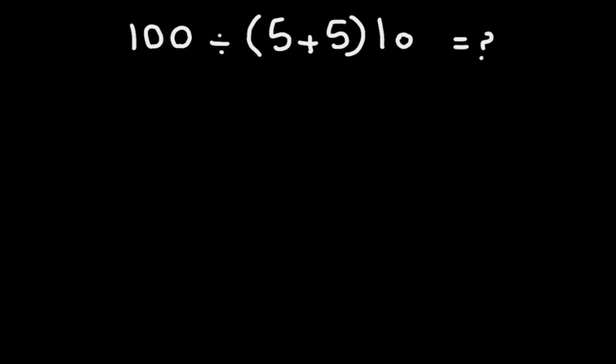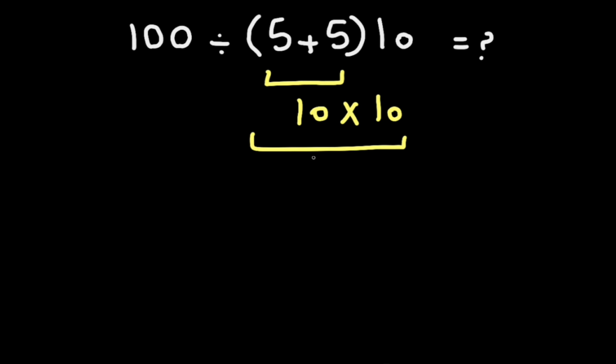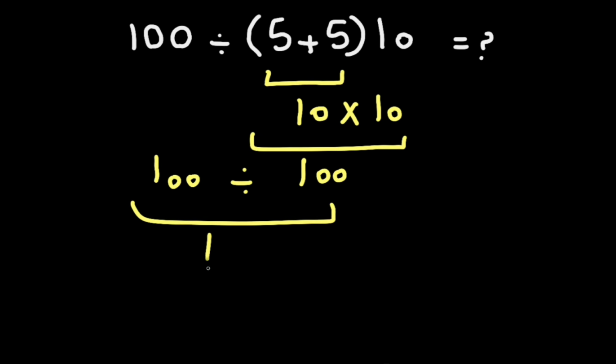Now let's solve this math expression. 5 plus 5 equals 10, and 10 times 10 gives us 100. Now in next step, 100 divided by 100 equals 1.